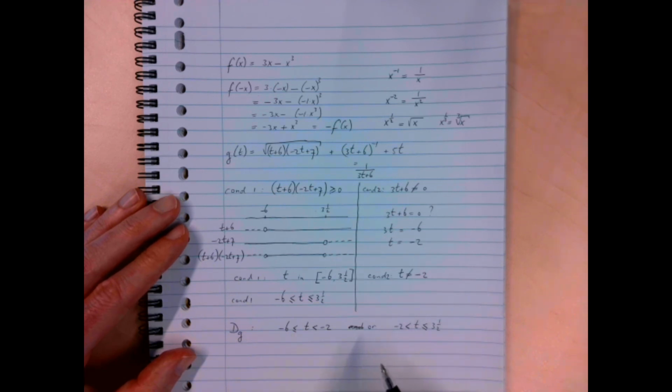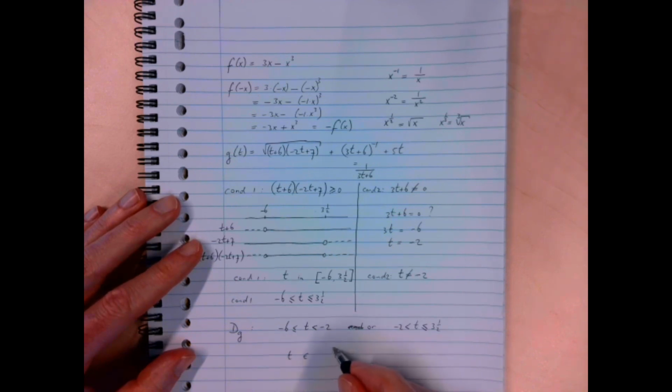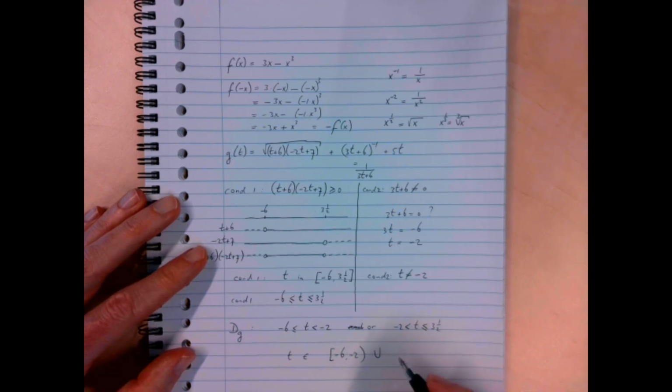If you use the interval notation, the way to describe this would be t is in, or it's an element of, first bit minus 6, including minus 6, so the square bracket, up to minus 2, round bracket over there because minus 2 itself is not allowed, so it's open on this side, combined with, and this U symbol means combined with, the numbers between minus 2 and 3.5. And this is the natural domain of g.